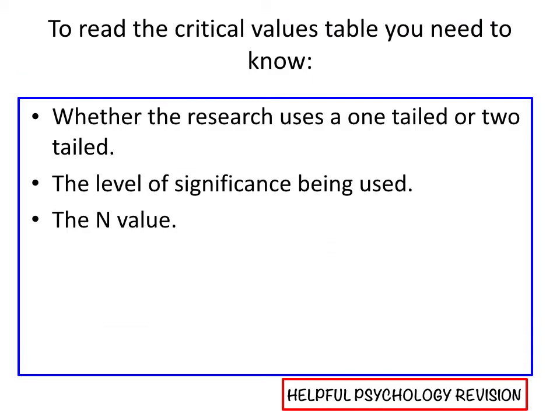So, to read the critical values table we've just seen, you need to know whether the research uses a one-tailed or two-tailed test, the level of significance being used, and the n value. I'm going to run through those now.